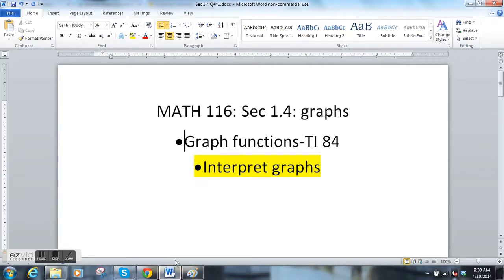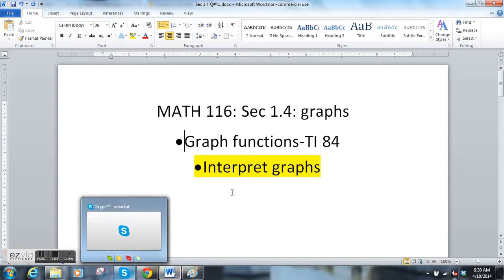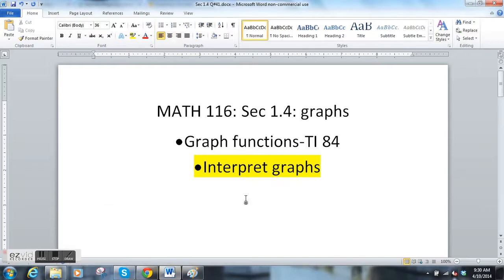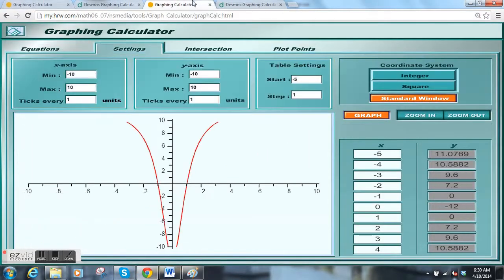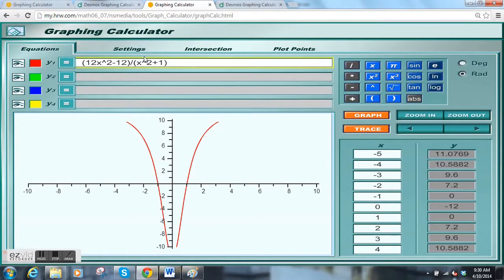So the first one is on graphing functions. I am looking at question number 31 in the 10th edition of the textbook, which essentially asks you to graph this function right here. Come on, graphing. This is the problem with graphing apps. Here you go: 12x squared minus 12 divided by x squared plus 1. So I typed in the equation here, and this is myhrw.com. I'll send you guys the link.